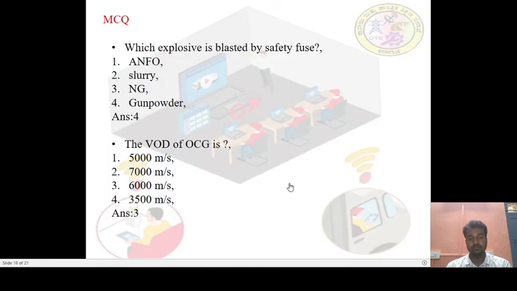Now we'll go with the MCQs for the day. Which explosive is blasted by a safety fuse? Gunpowder. The velocity of detonation of OCG is 6000 meters per second.